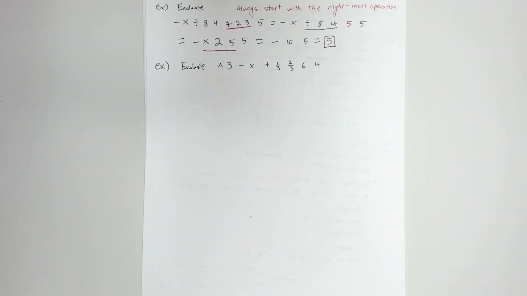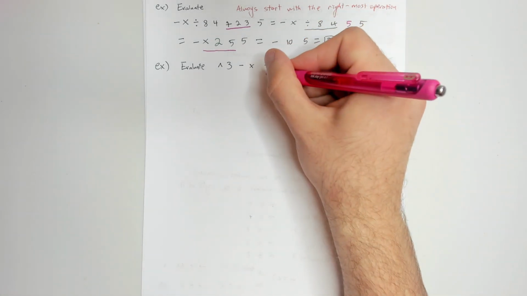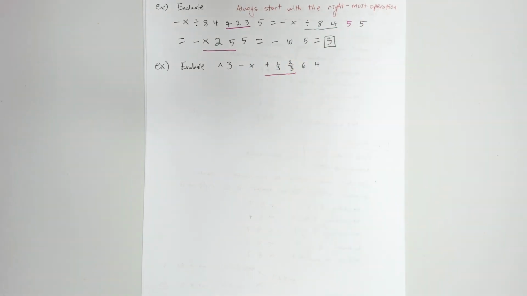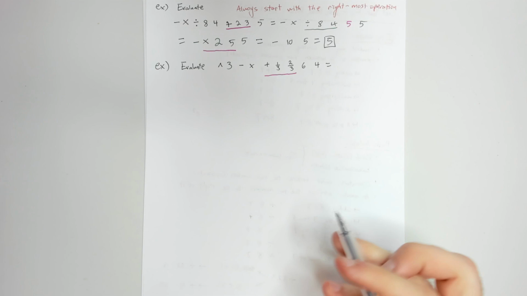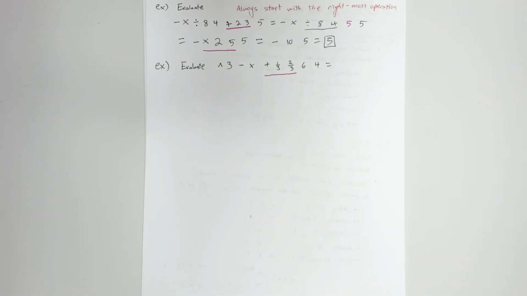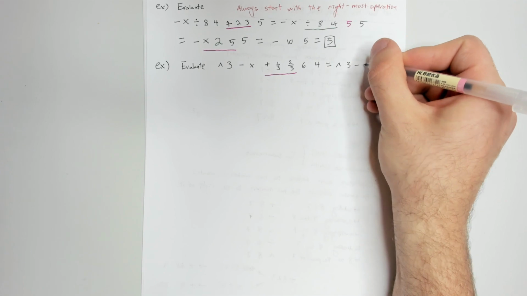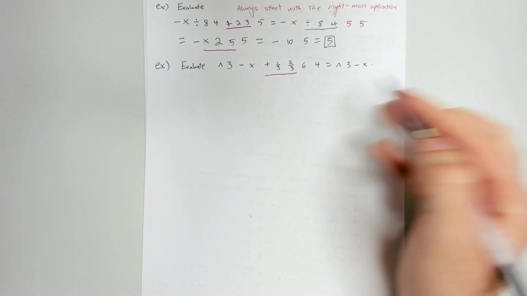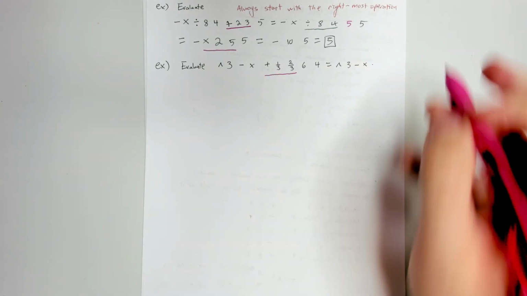All right, so this looks a little hairy, but let's try it out. Again, we start with the rightmost operation, which in this case is the plus, and that affects the two numbers to the right of it, just the 1/3 and the 2/3. So we are going to be adding the 1/3 and the 2/3, which is not too bad. 1/3 plus 2/3 is 1. So we write everything the same except for what we just evaluated, which was 1.